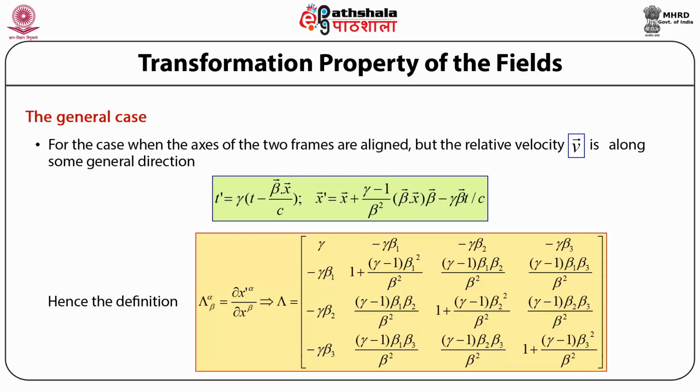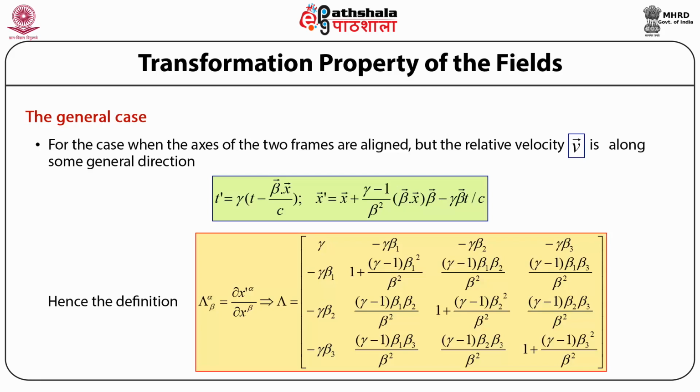The third row elements are given by minus gamma times beta subscript 2, within brackets gamma minus 1 whole times beta subscript 1 beta subscript 2 by beta square, 1 plus within brackets gamma minus 1 times beta subscript 2 square by beta square, within brackets gamma minus 1 whole times beta subscript 2 times beta subscript 3 upon beta square.